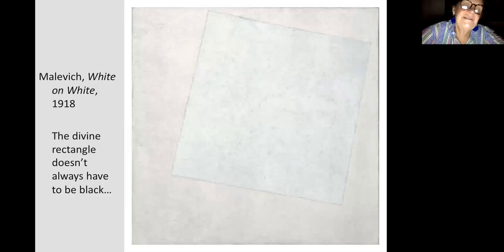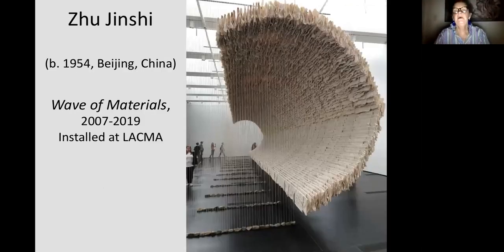But Malevich's divine didn't just come in black and the void. Here is his white on white, done actually, obviously, during World War I. I think this is the Zhu Jinshi that I started out with. And he's a painter mostly, and his paintings look very abstract expressionist, very expressive. But he also does installations that are very material based, very abstract, and very minimal, and that are just wow.